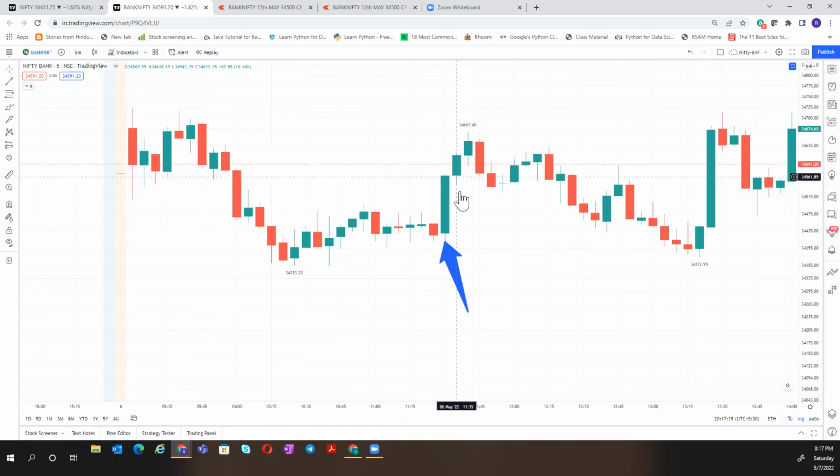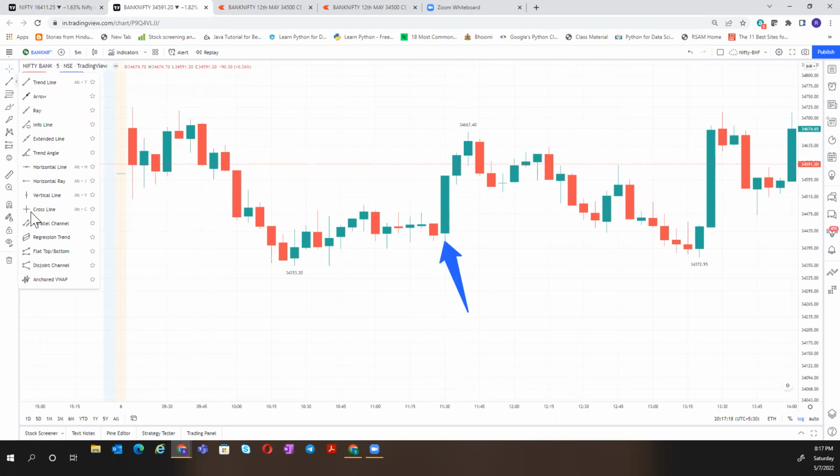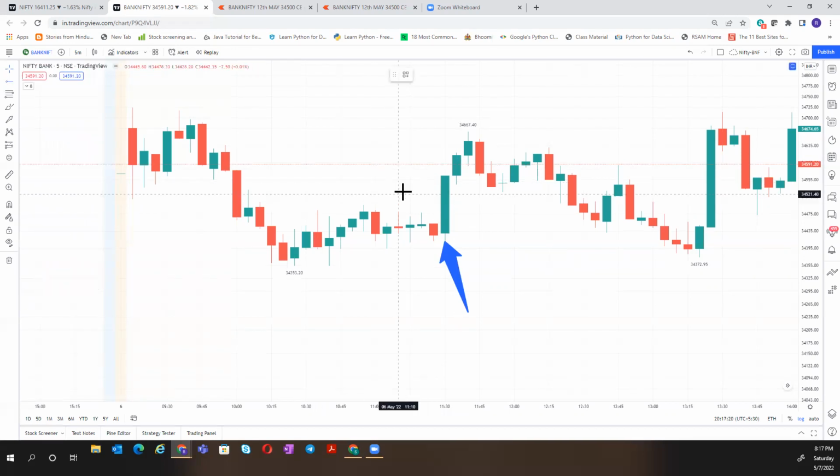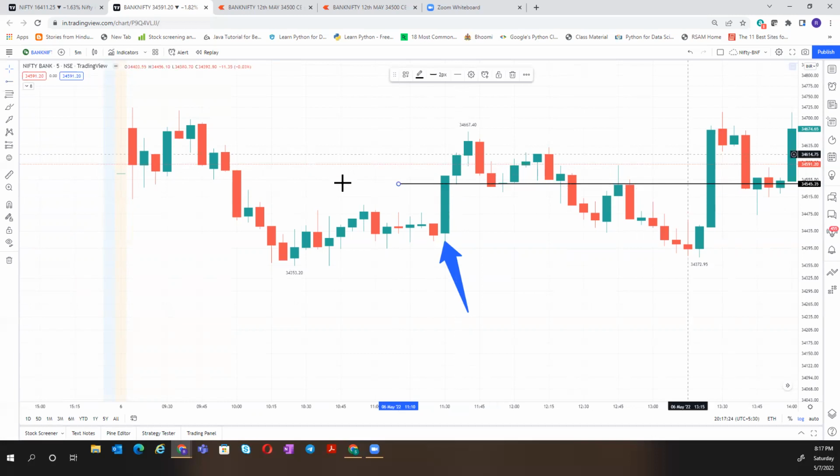Assume it pulls back. The moment it pulls back, and again breaks the high, now this is your stop loss. 34,545 is your stop loss, and once it breaks, it's always a market order. 34,565 is your entry. It opens here, comes down, and then breaks. So this qualifies, understand? So this will be a stop loss.